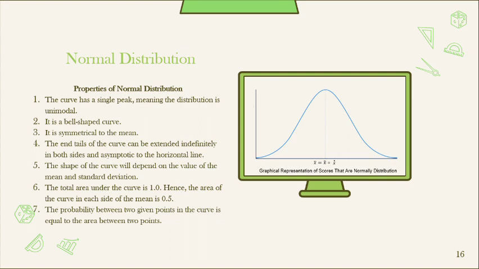And the total area of the curve is 1. Hence, the area of the curve in each side of the mean is 0.5. So, kung kunin mo itong area nitong curve, yung nasa loob, is 1 yung area niyan.